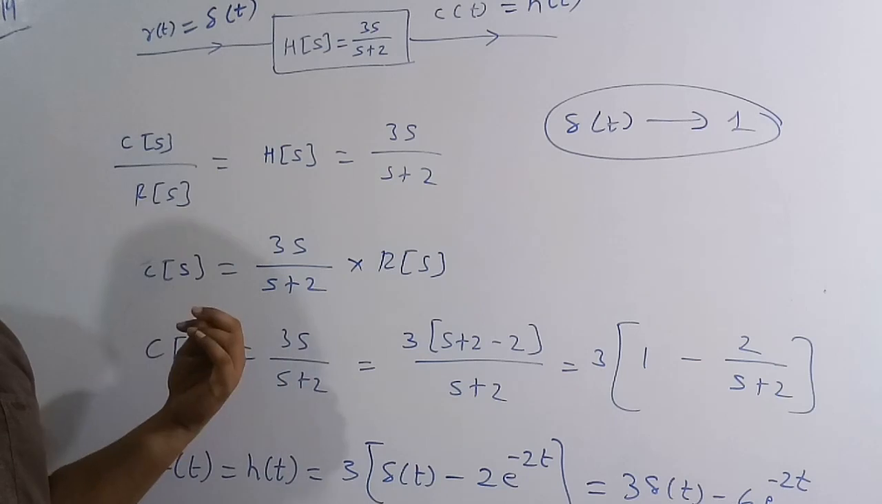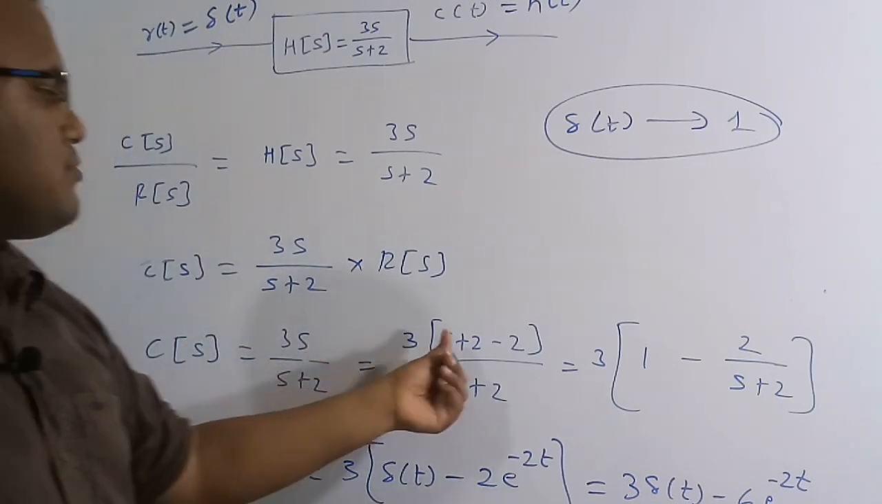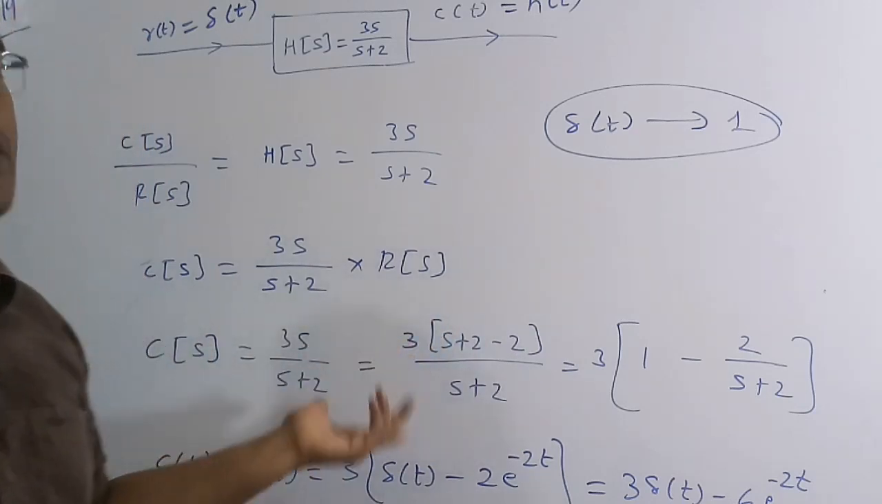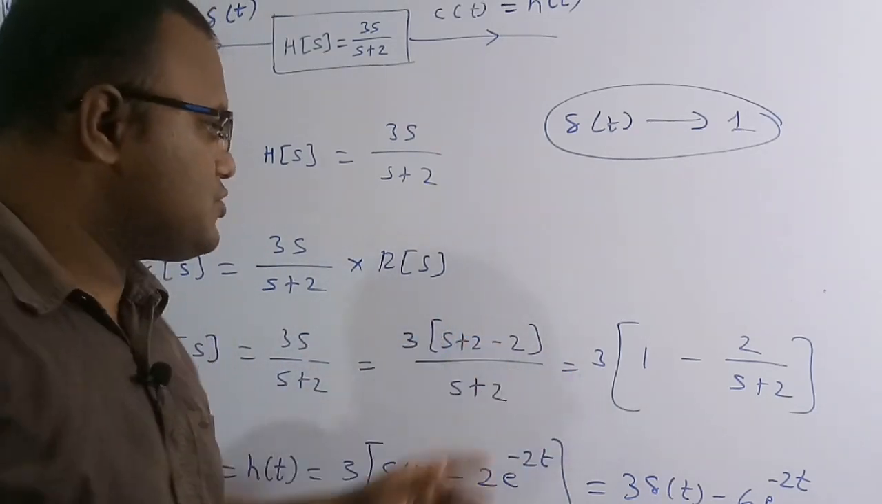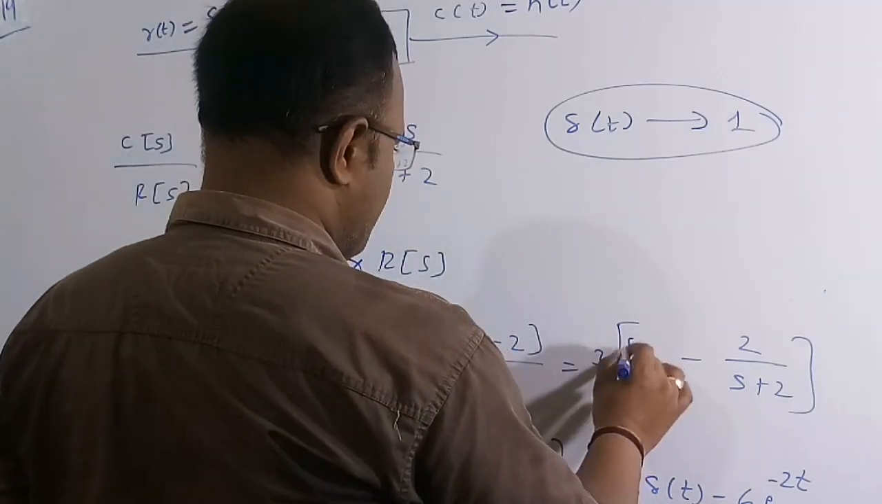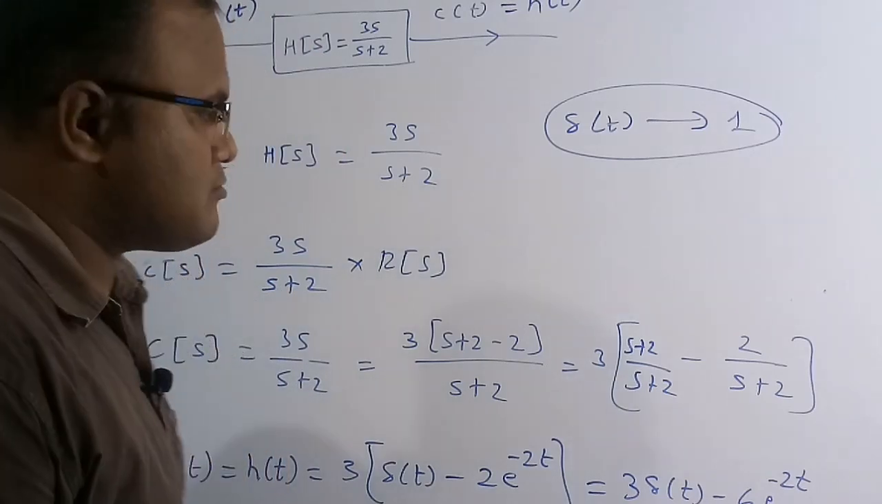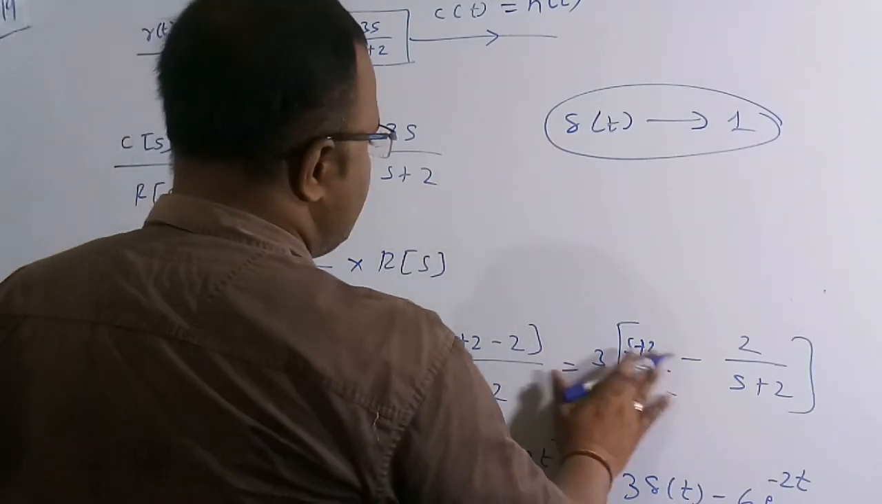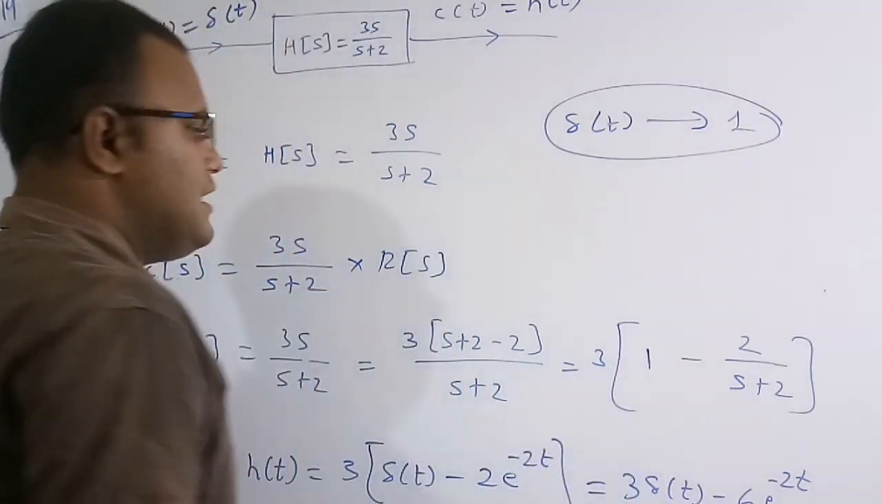Now I am going to simplify this. Taking 3 common, I am going to replace s by s plus 2 minus 2. Same thing I am going to get here. Now I am going to do the division, which is 3 into s plus 2 by s plus 2 minus 2 by s plus 2. So s plus 2 by s plus 2 we are going to get 1. So therefore 1 minus 2 by s plus 2 is the simplified form.